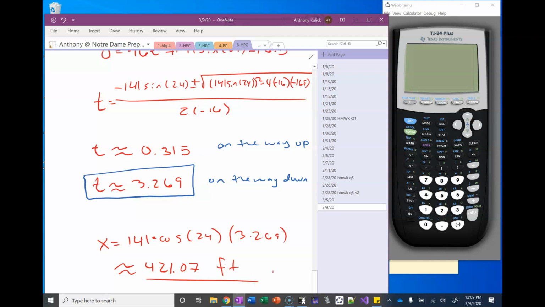So what we got was the furthest home run we could have hit over the 20-foot fence was 421.07 feet away from wherever we were standing at the start of this.